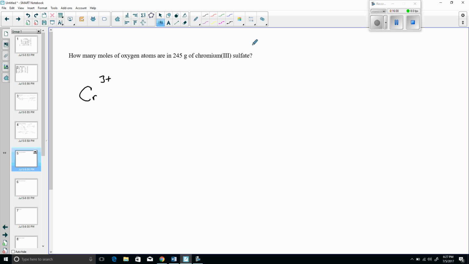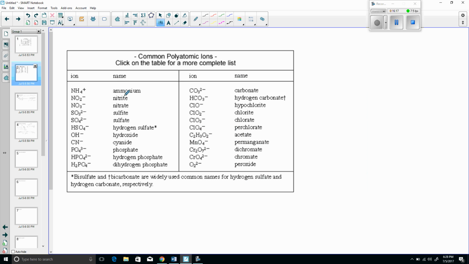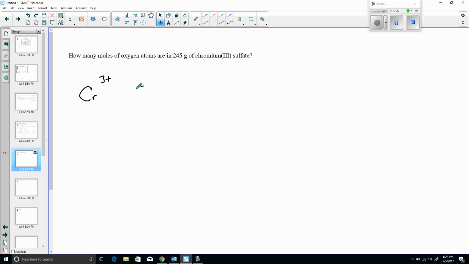Now we need to know, what is sulfate? Don't come over to your periodic table and see S and think that is sulfate. That is sulfur, or you could call it sulfide as an ion, but it is not sulfate. We have to look to the polyatomic ion sheet, and we look at sulfate, and we see that it is SO4, and it has a charge of 2-. That is very important that we know all of that. So it is SO4, and it is 2-.